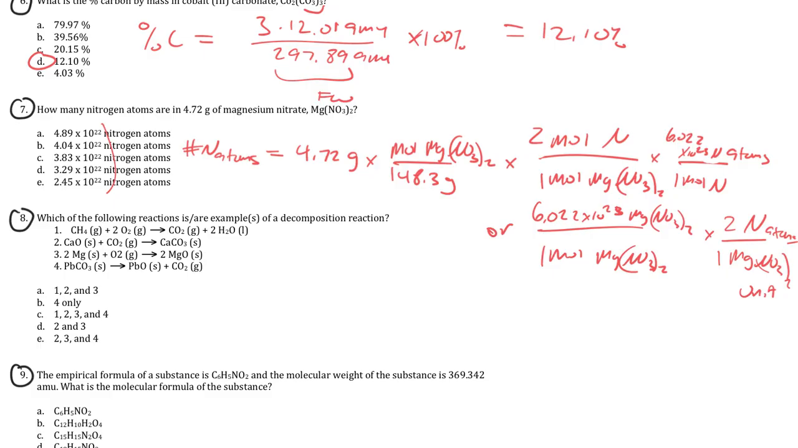So if I go 4.72, divide by that molar mass. I'm going to hit equals just to see that I have 0.032 moles, so a pretty small number of moles, and then times 2, and then times Avogadro's number. So that's 3.83 times 10 to the 23.